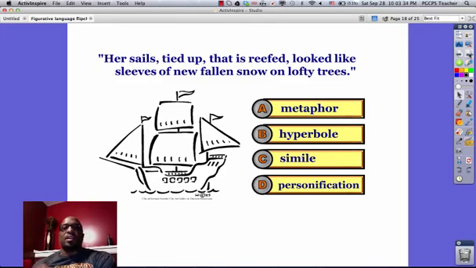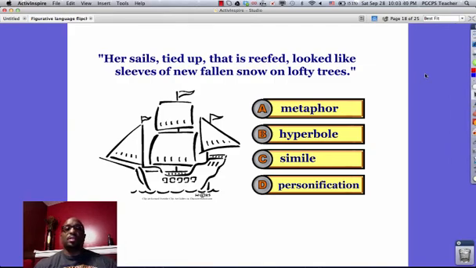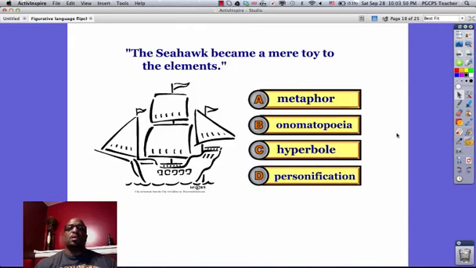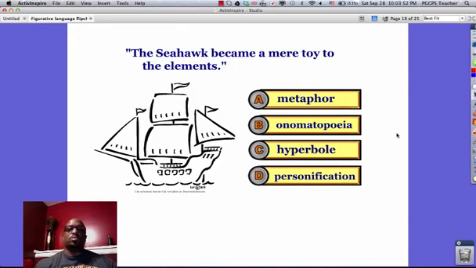Her sails tied up, that is reefed, look like sleeves of new fallen snow on lofty trees. Is that a metaphor, hyperbole, simile, or personification? All right, the next one. The Seahawk became a mere toy to the elements. Is that a metaphor, onomatopoeia, hyperbole, or personification?